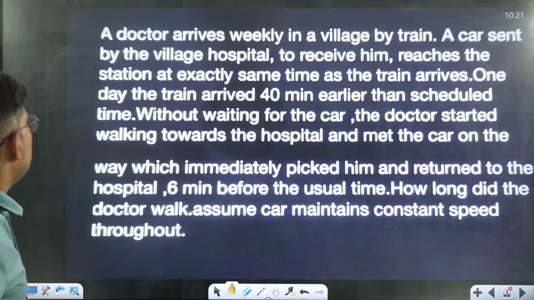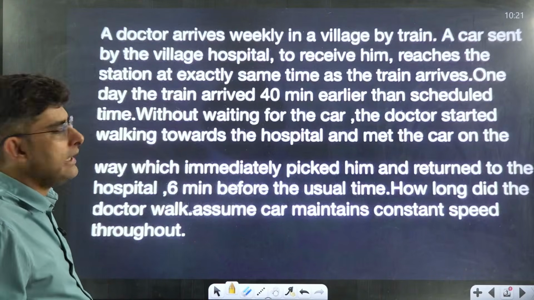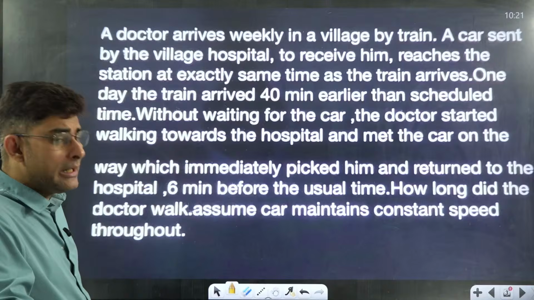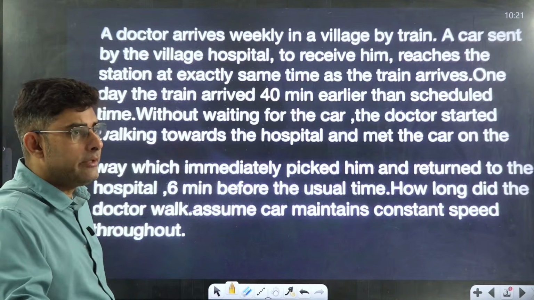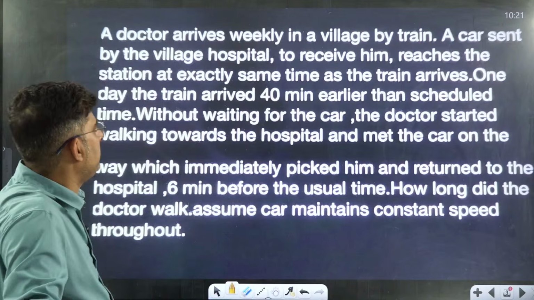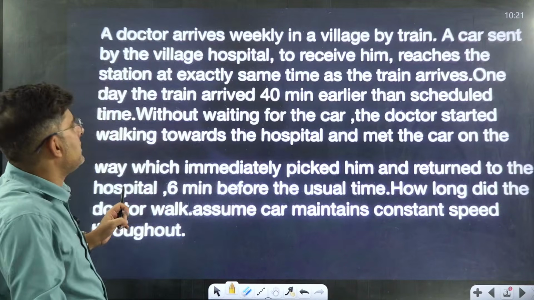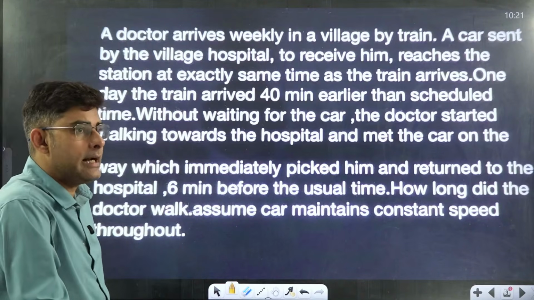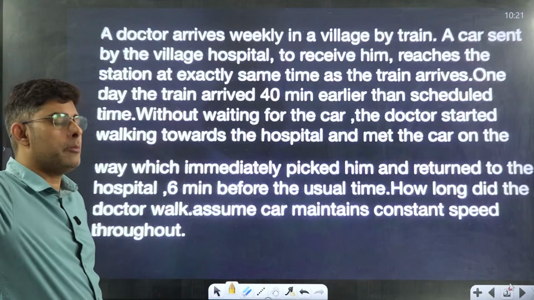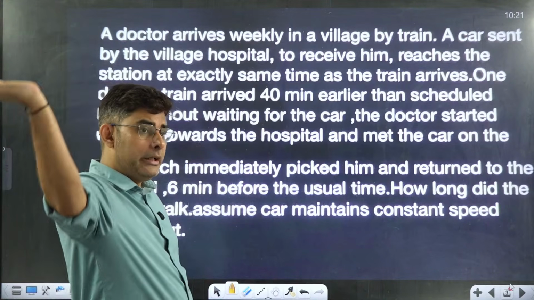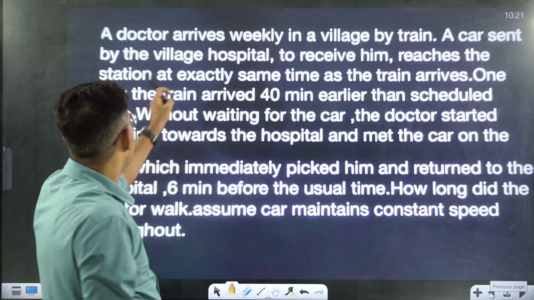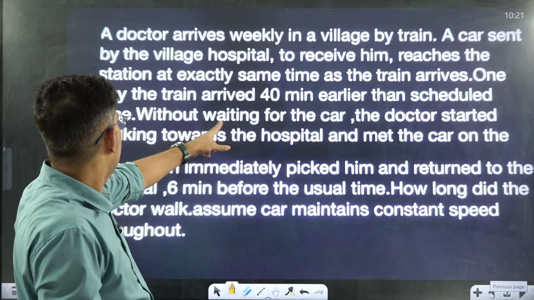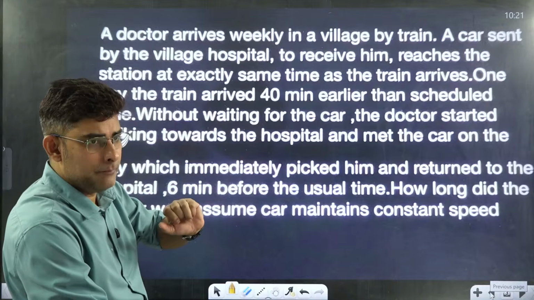So in this question you can see that a doctor arrives weekly in a village by a train. So there is a fixed time that the doctor will arrive, but they are saying that to receive him, obviously a car is sent by the village hospital, and that reaches the station at exactly the same time as the train arrives. The car would obviously be sent earlier, but it arrives exactly at the same time that the train is arriving. So now they are saying one day something different happened.